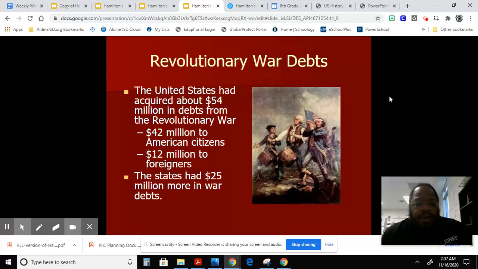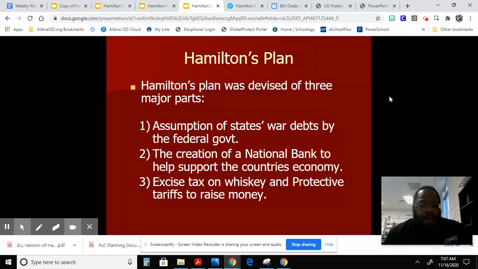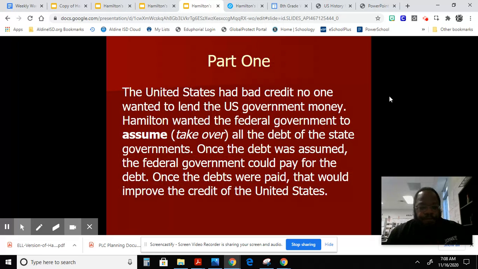So Revolutionary War debts. The United States had acquired 54 million in debts from the Revolutionary War, 42 million to American citizens, 12 million to foreigners. The states had 25 million more in war debts. So Hamilton's plan was devised of three major parts. One, the assumption of states' war debts by the federal government. Two, the creation of a national bank to help support the country's economy. And three, an excise tax on whiskey and protective tariffs to raise money.